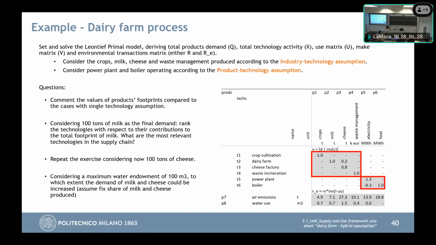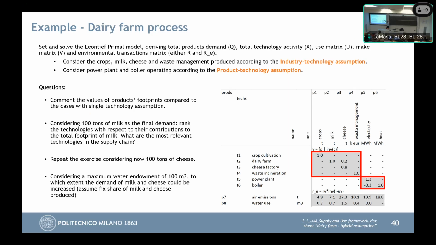We define a new way the system is behaving in providing products by products, and so the footprints are also changing. These are supposed to be in the middle with respect to the previous fully industry or fully product-based technology assumption. So these are supposed to better reflect the reality of the system that we are analyzing. Suppose that it's actually working like this, with both industry and product technology.